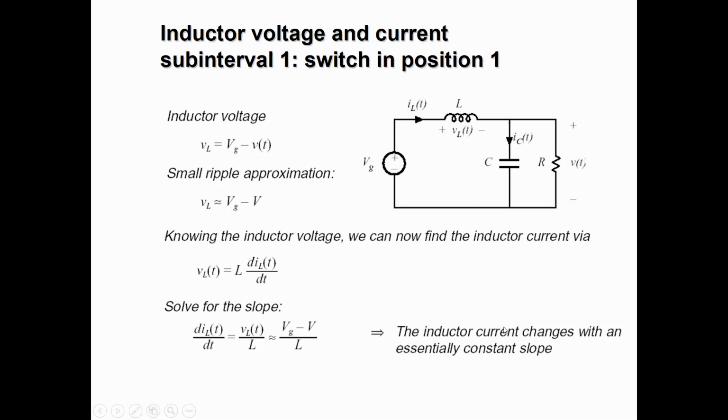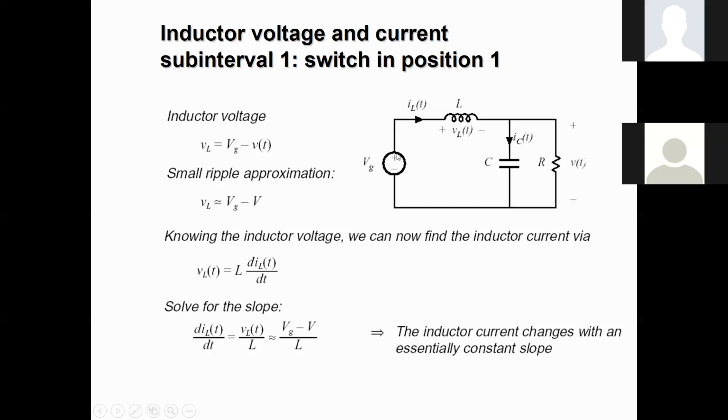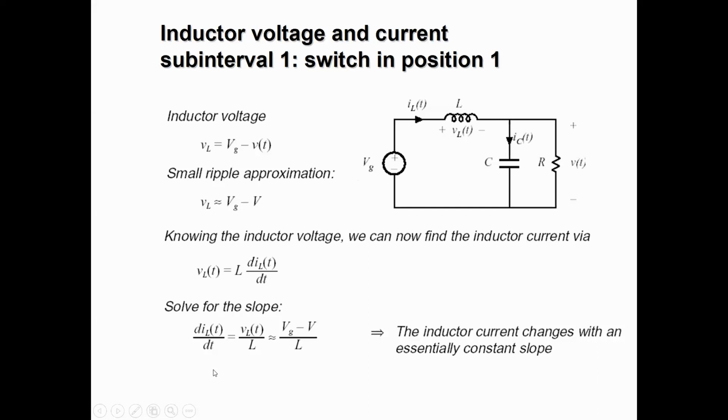So the inductor current changes with an essentially constant slope. So this is the inductor current change. This dIL/dt shows how the inductor current changes when the input voltage is applied. So this is position 1. When position 1 is connected, this is the inductor voltage characteristic.